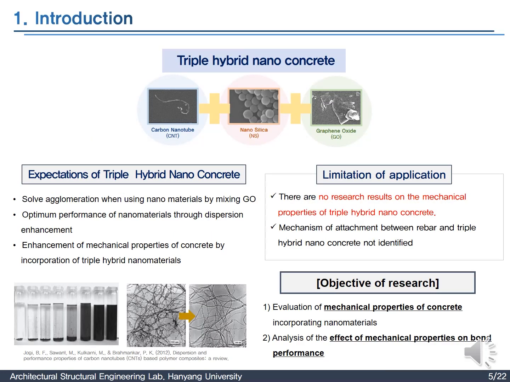Therefore, when triple nano reinforced concrete is used, the agglomeration is improved through GO incorporation, and it is expected that the mechanical properties of the concrete will be improved accordingly. However, there are no research results on the mechanical properties of triple hybrid nanoconcrete, and the bond mechanism between reinforcing bars and concrete has not been identified, making it difficult to apply it to actual structure design.